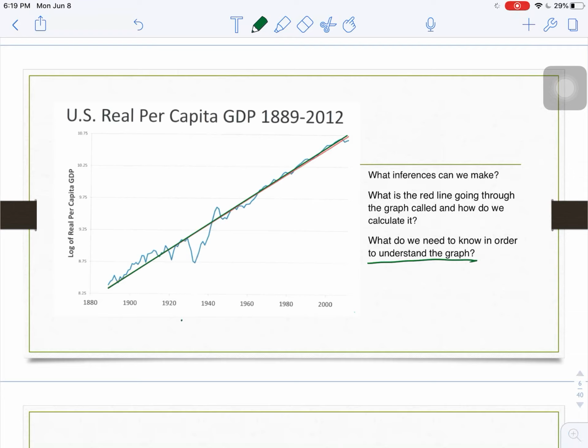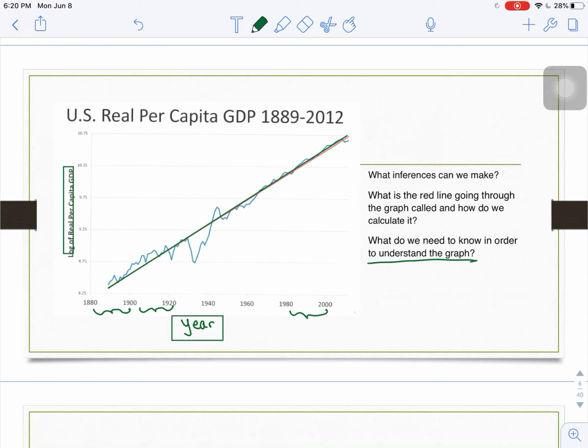When it's talking about what we need to know in order to understand the graph, we can piece together that this is years, or the year. Ideally you do want to have that title there. It's really important that you have a title for your X and Y axes. You can see the log of real per capita GDP, so both of our axes are labeled.